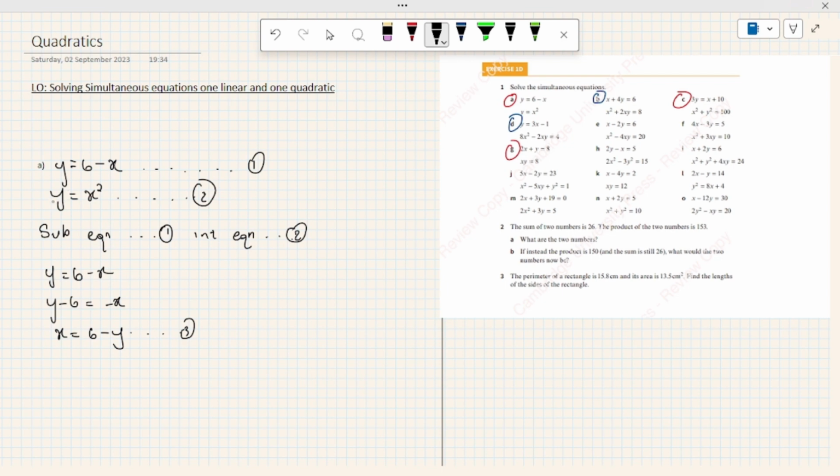Now, in the space of x, we're just going to substitute. Equation 2 says y is equal to x squared, so wherever there's x, you put this, because we've made x the subject of the formula. So x squared is going to be 6 minus y, squared.